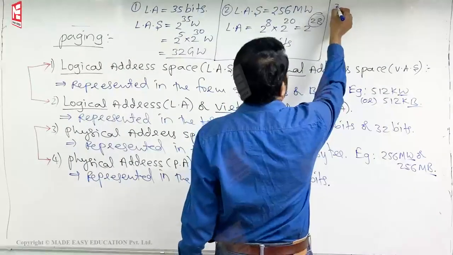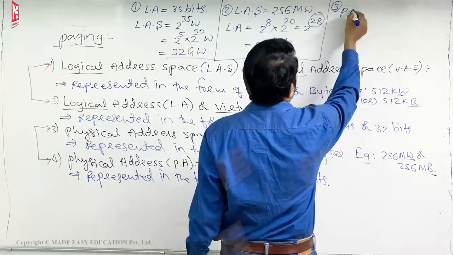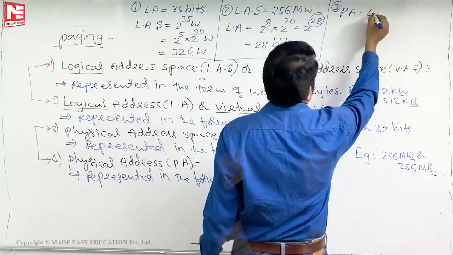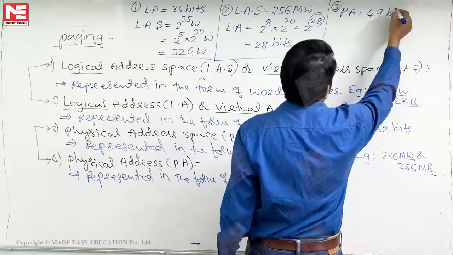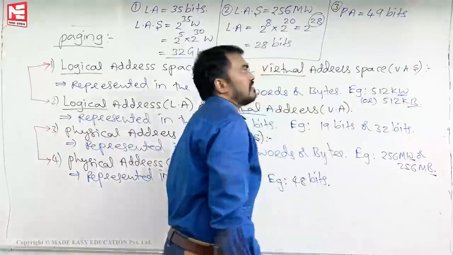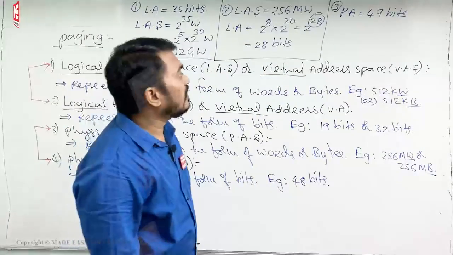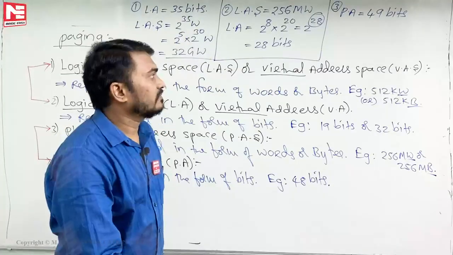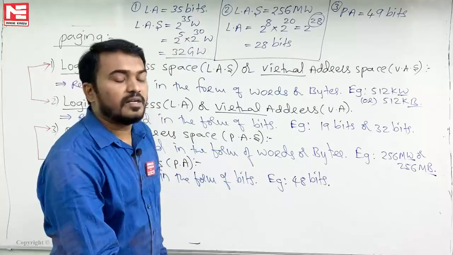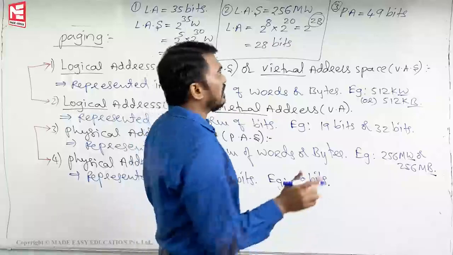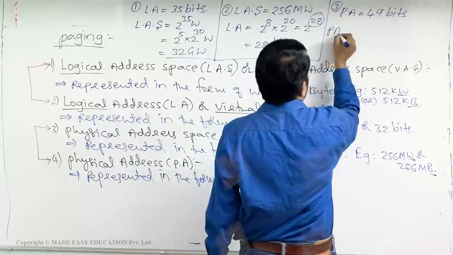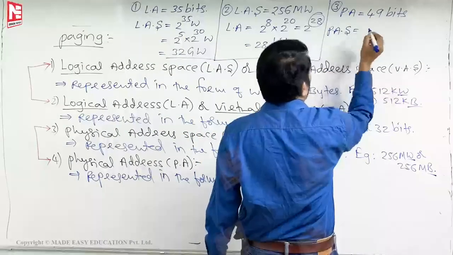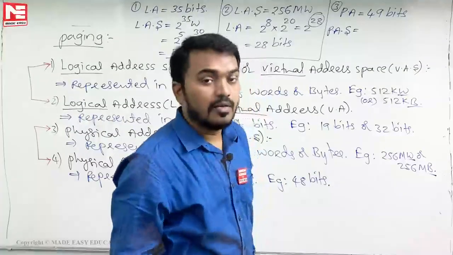Now I am giving the physical address. Now tell me, physical address is 49 bits. Example, physical address is 49 bits. Now tell me, what is the physical address space? बताओ जल्दी. Physical address is 49 bits. So what is the physical address space? Okay, look at here. So physical address space is 2 power 49. Is that clear? 2 power 49.